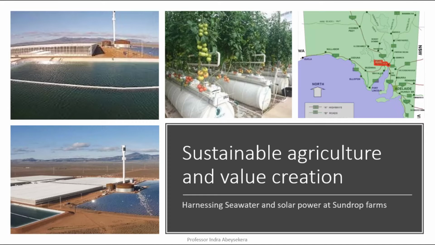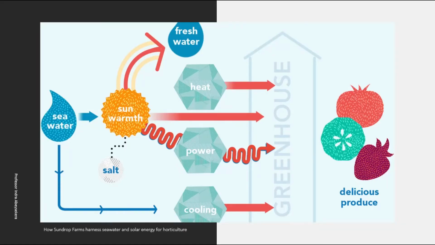So what's notable about Sundrop Farms is that it uses salt water for irrigation by desalinating it, and solar energy to power and cool the greenhouses. Initially the salt from the desalinated seawater was concentrated to produce granular salt, but later the farm came to an agreement to release the concentrated salt water by diluting it with seawater to an acceptable level to channel back to the sea.